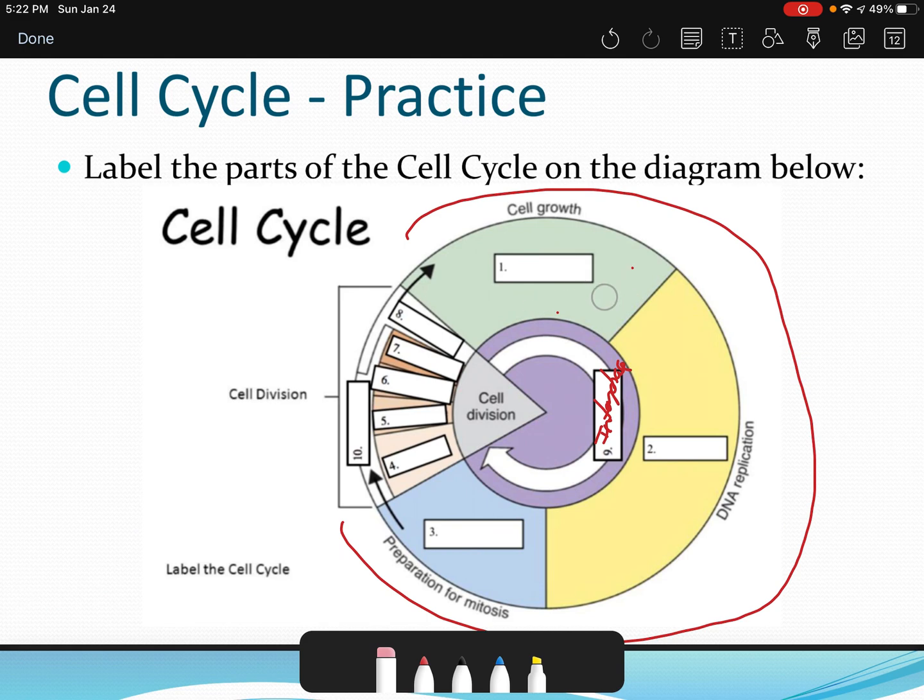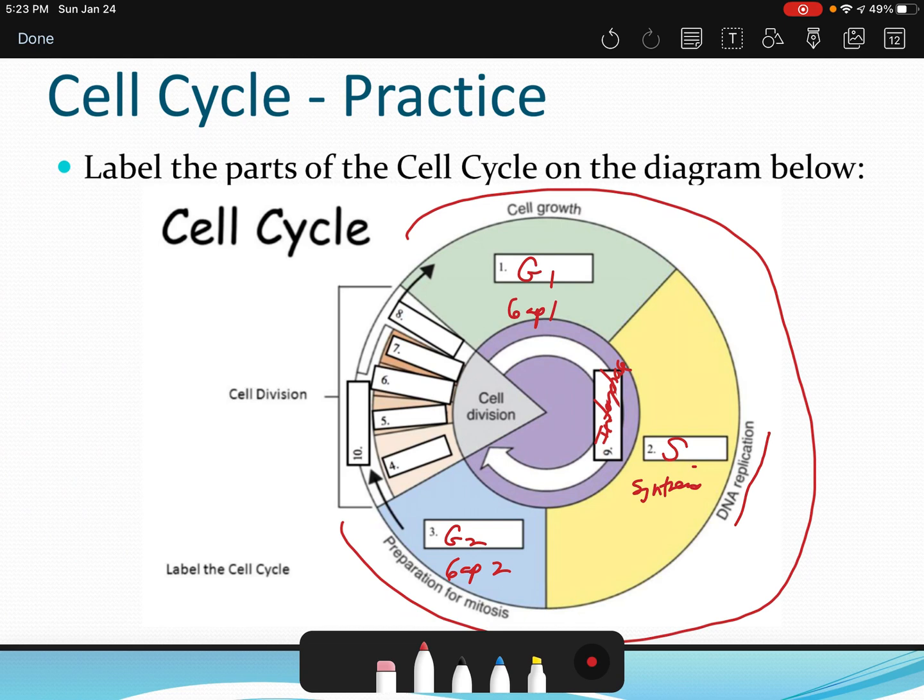I'm just describing because of what they've already written on the outside. But here, this is G1, or gap 1. This is the S phase, or synthesis. And here is G2, or gap 2. And again, there's more growth and preparation for cell division here. Synthesis, remember, is when your DNA gets replicated.